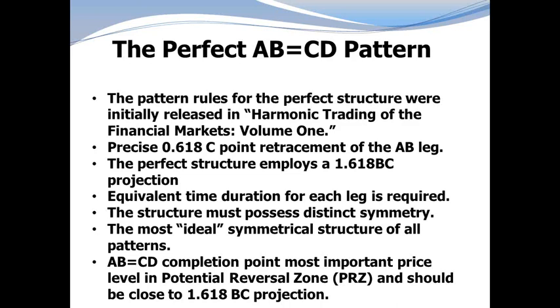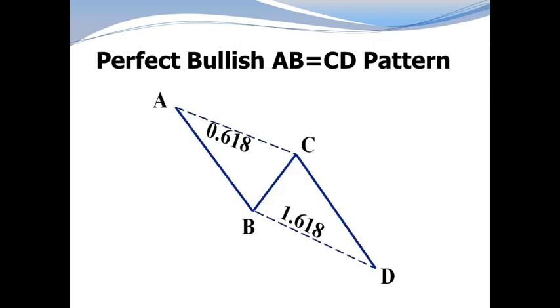Also, it's important to possess equivalent time duration for each leg. Now, this ensures that the structure should have distinct symmetry. It's the most ideally symmetrical structure of all harmonic patterns. The AB equals CD completion point is the most important price level in the potential reversal zone and should complete close to the 1.618 BC projection.